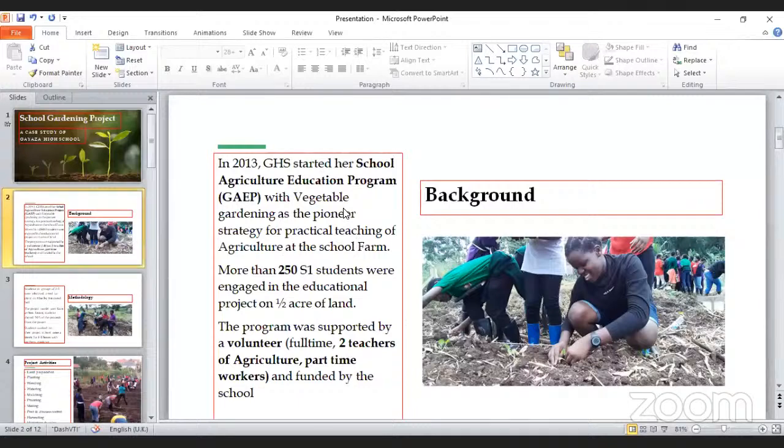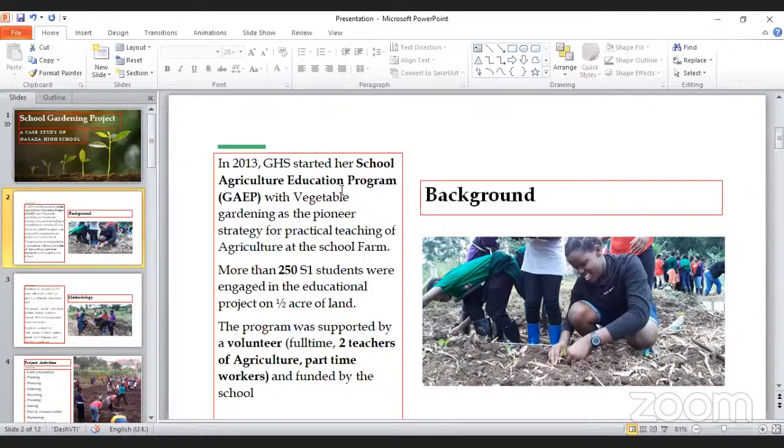So this is a slide that I've just talked about, where we can see a student planting her spinach seedling, and they were working in groups. I mentioned that when we started this project 7 or 8 years ago, in 2013, we were working with 250 students of senior one, and we had half an acre of land to work on. We started with 150,000.